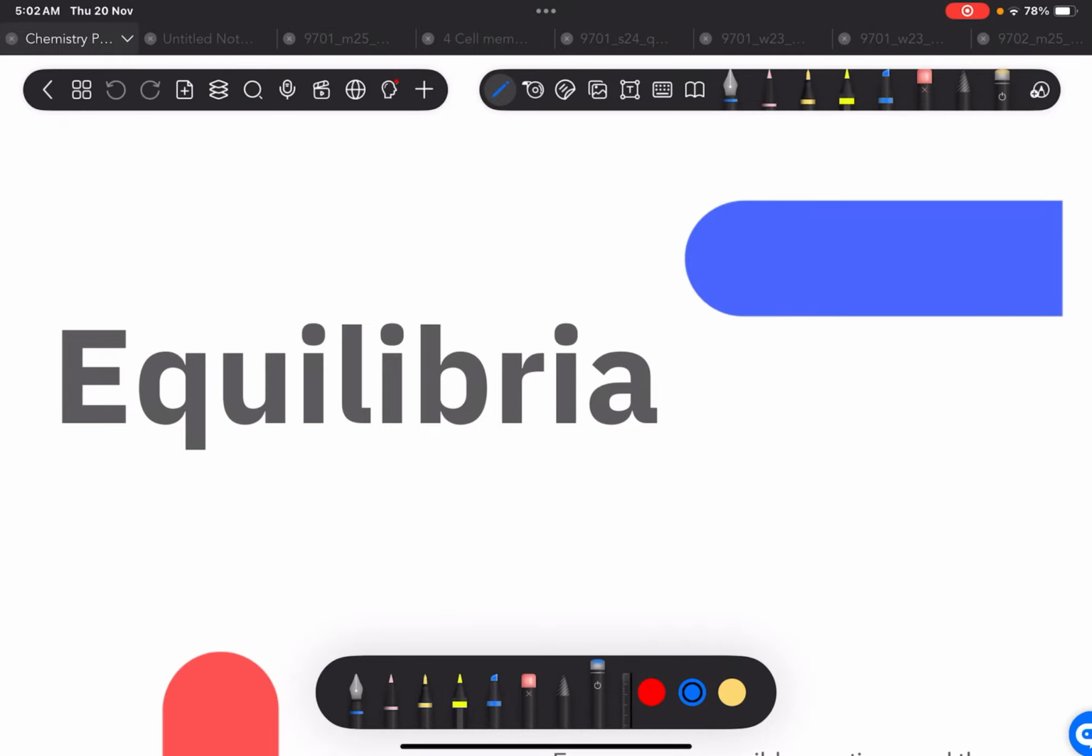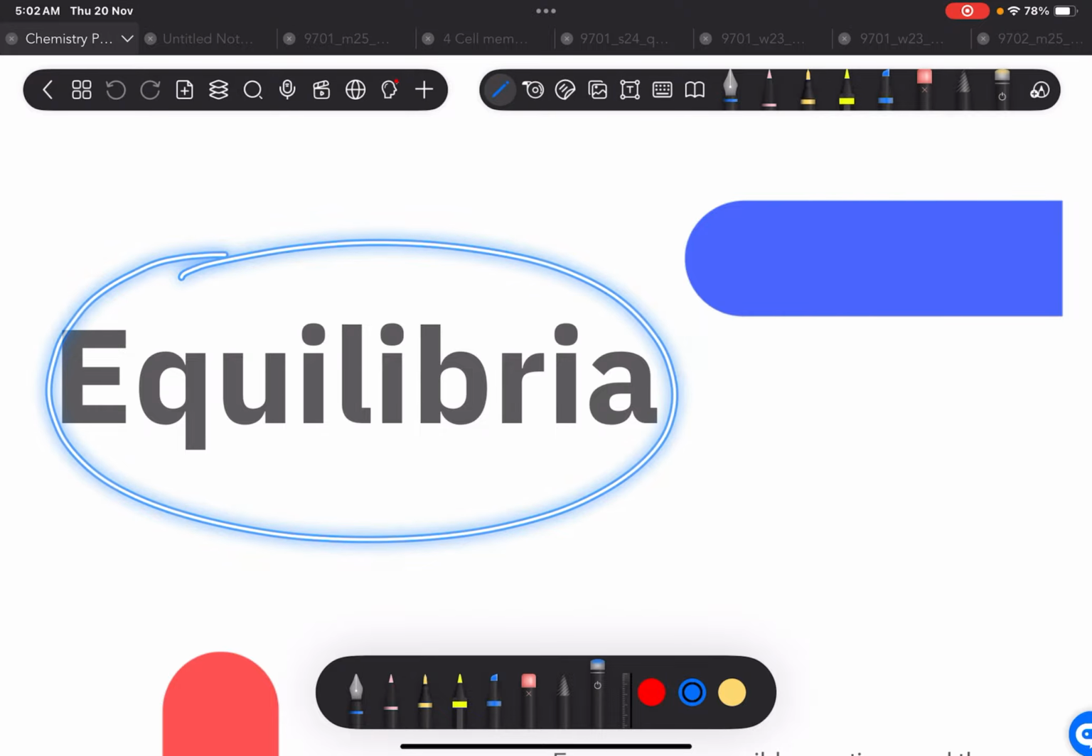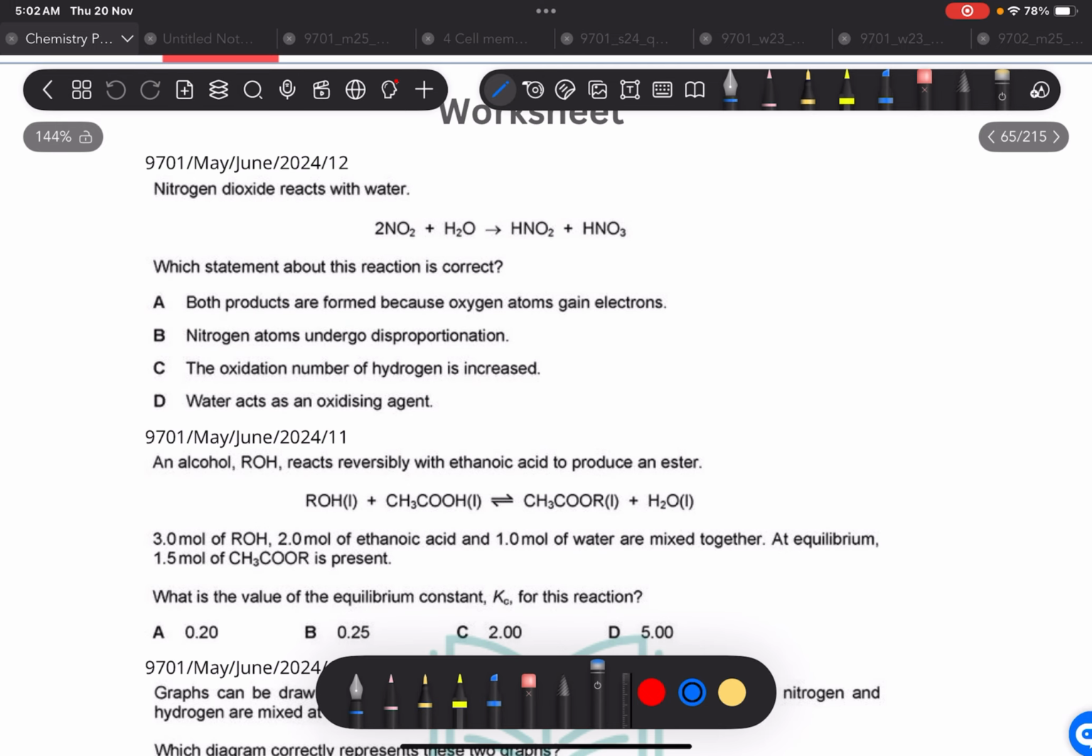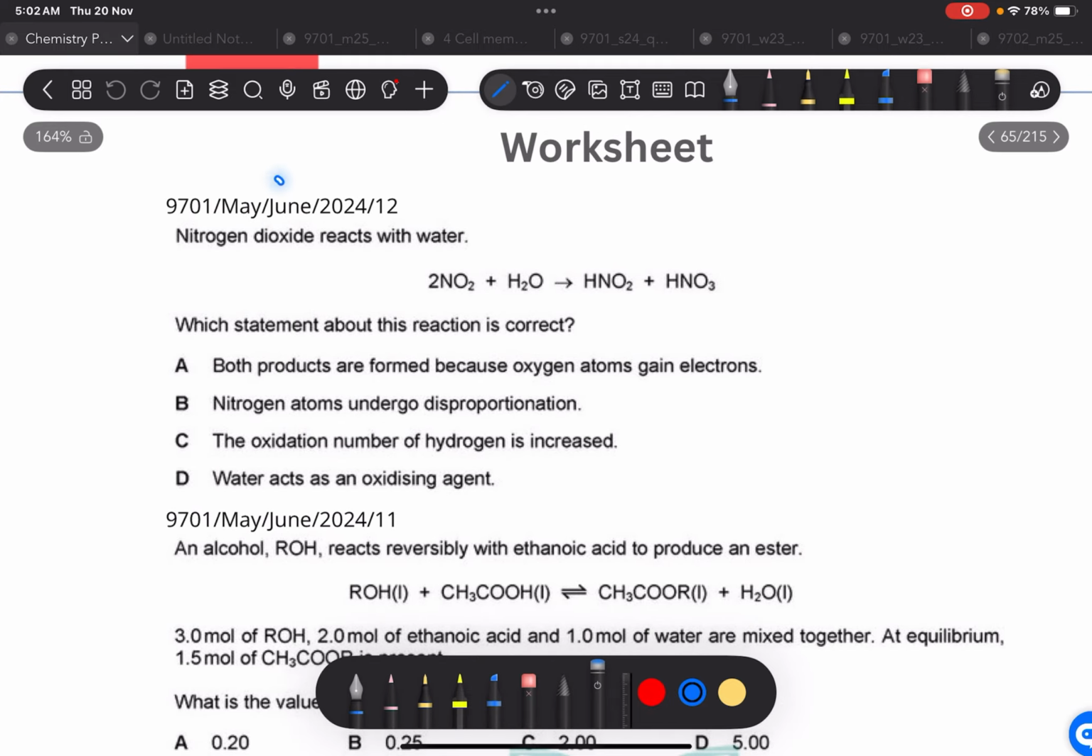So today we are going to be starting with a bunch of MCQs from the topic of chemical equilibria. So let's get started. Okay, so we're going to do recent past papers. This is May-June 2024, paper 12.